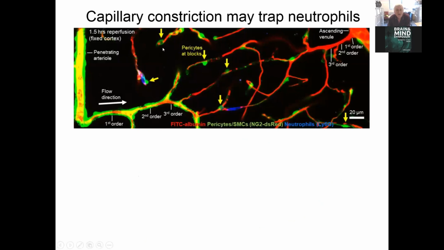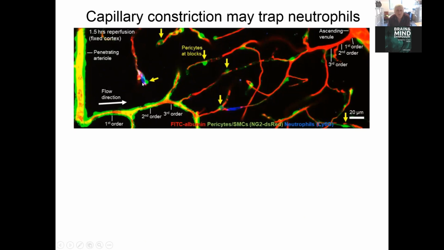This decrease of vessel diameter doesn't just decrease the blood flow, it can stop it flowing altogether. This is the entire vascular bed of a bit of brain with the arteriole here and a venule over here. You can see in places, here we've colored the blood red, there are places where the blood flow suddenly stops right by pericytes, which are colored green here. And in some cases, there's a neutrophil sitting at that block.